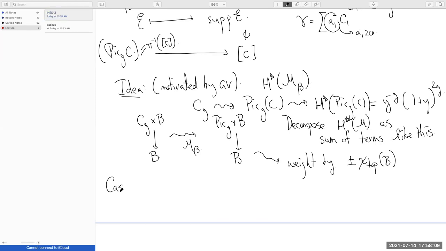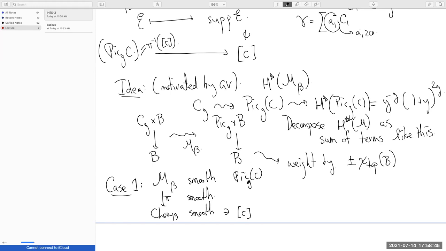The first case, which is wildly unrealistic, is when everything inside is smooth. So let's say M beta is smooth, this Chow variety is smooth, and this map is smooth. But maybe the Chow variety is disconnected, so it has pieces parameterizing curves of genus G, and another parameterizing curves of genus H. So there's still something going on here. And again, if I take a point, the fiber of it is going to be this part.